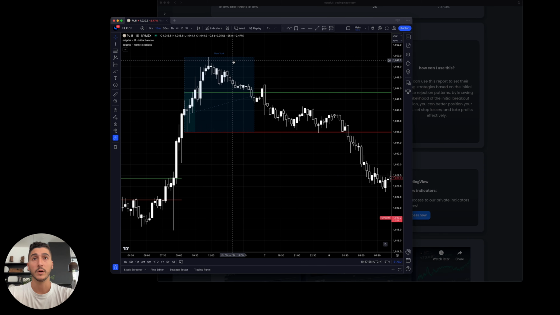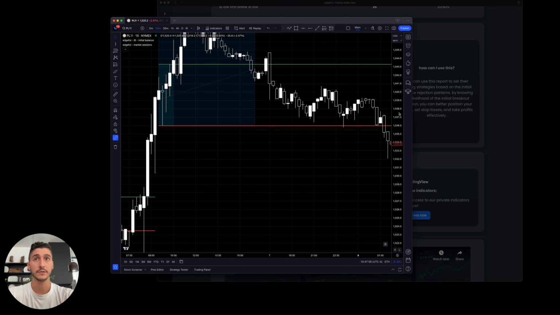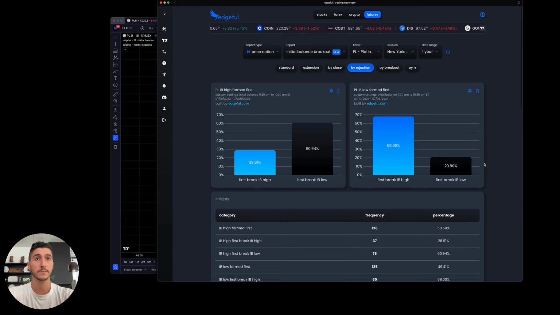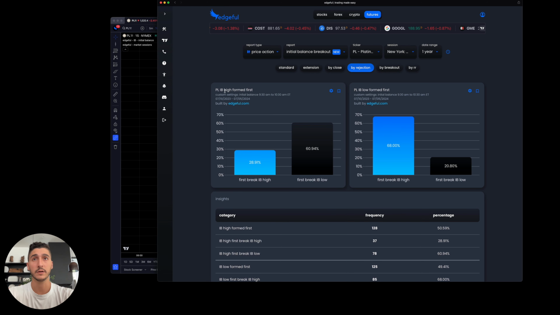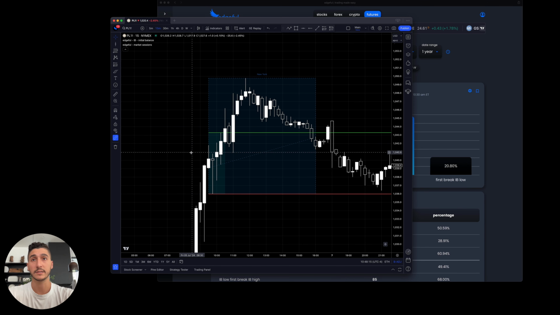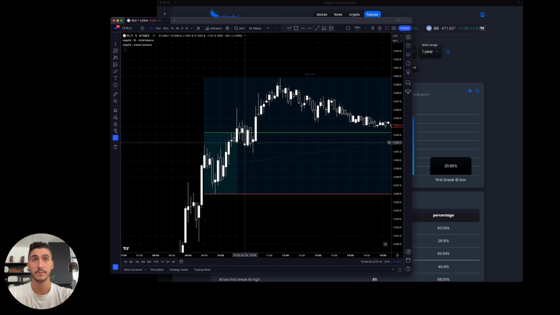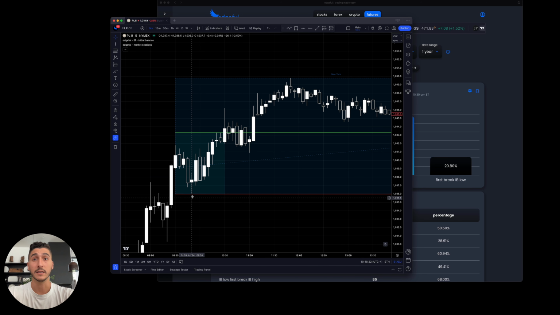So what this report measures is, let me just show you here. So again, the initial balance is just the high and low of the first hour of trading from 9:30 to 10:30 Eastern. What you can see here is we have the high formed first right here, and then the low formed first. So let's look at this section right here. Let me just go to the 5 minutes so it's really detailed. So you can see that the low here was formed before the high was formed.